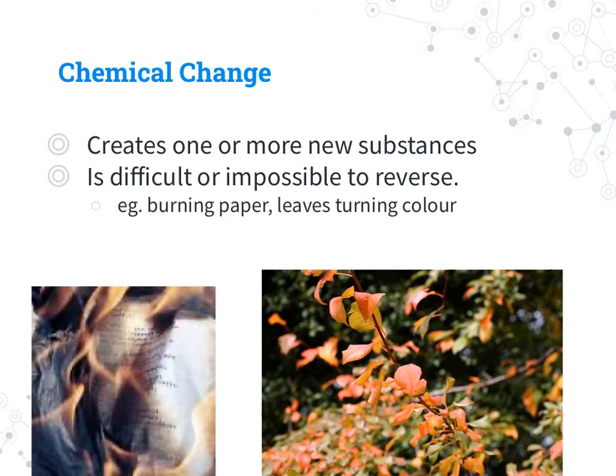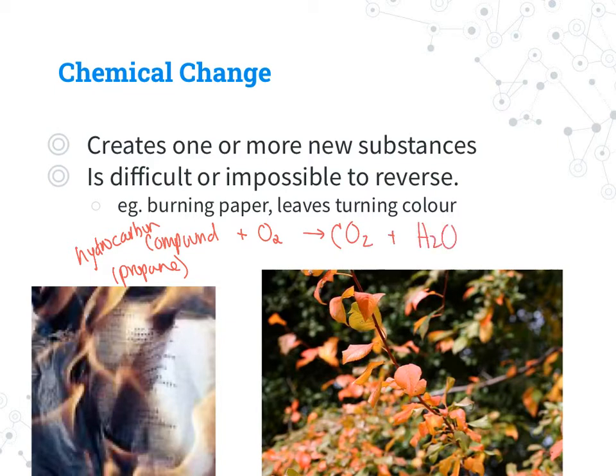A chemical change creates one or more new substances. It is difficult or impossible to reverse. So for instance, burning paper, leaves turning color. When we burn something, we have that compound and oxygen. And typically, as long as this is a hydrocarbon, so something like propane, we're going to make CO2 and water vapor.